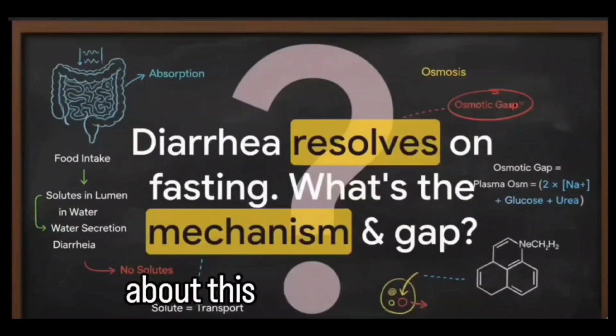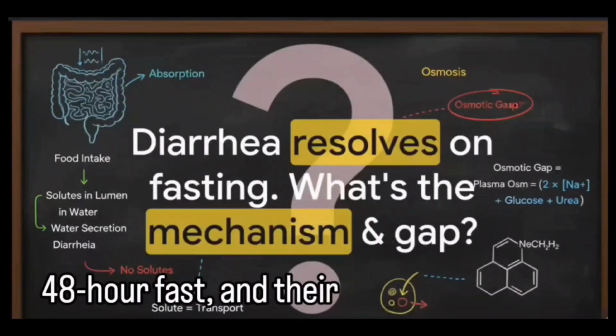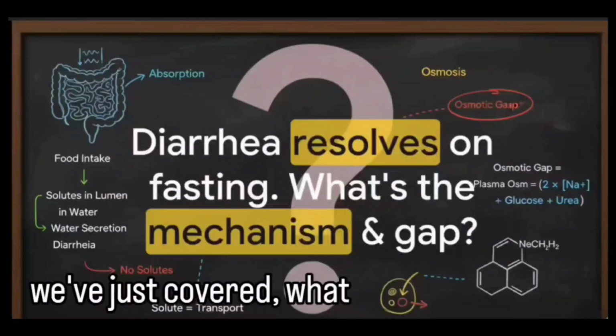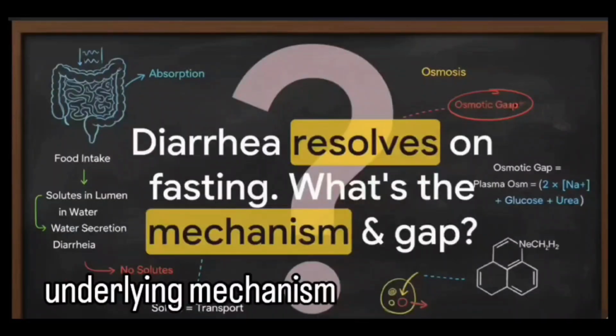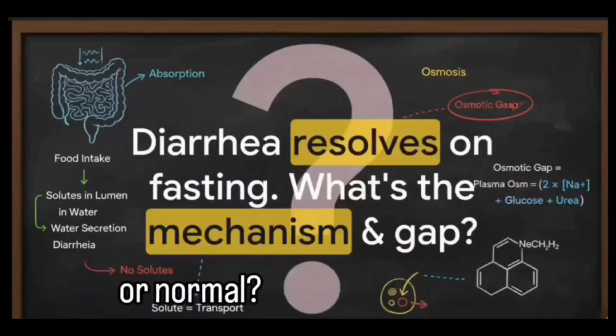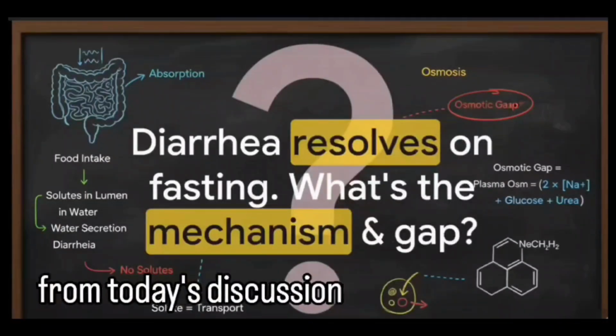I want you to think about this. A patient with chronic diarrhea is put on a 48-hour fast, and their symptoms completely resolve. Now, based on everything we've just covered, what is the most likely underlying mechanism? And what would you expect their stool osmotic gap to be, high or normal? If you can answer that, then you have truly mastered the key concepts from today's discussion.